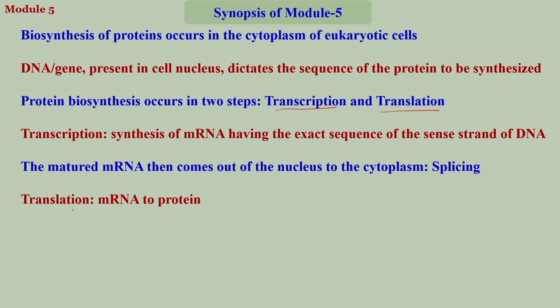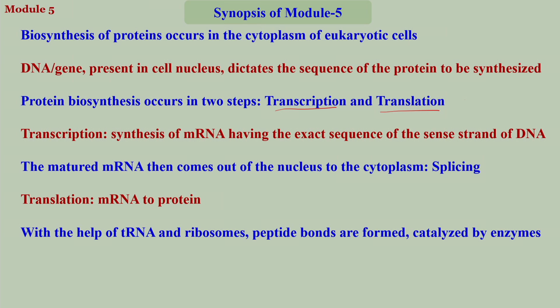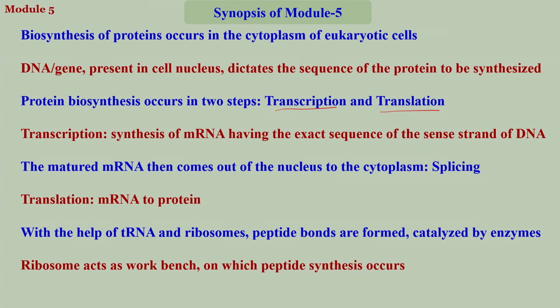The next step is translation, the conversion of language from the language of nucleic acids to the protein, from mRNA to the protein. How does it happen? We have seen that it occurs with the help of tRNA and ribosomes. New peptide bonds are formed. Of course, we have seen a couple of enzymes are involved. Ribosomes become very important for us. They act as a workbench which provides a platform on which the peptide synthesis can take place.